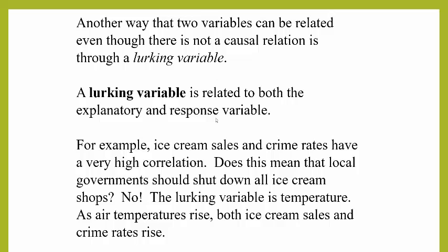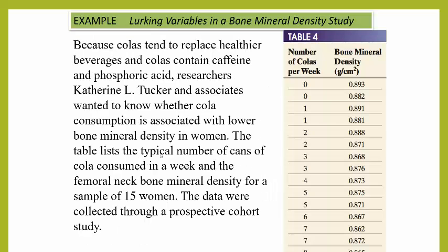So for example, ice cream sales and crime rates have a very high correlation. Does this mean that local government should shut down all ice cream shops? No. Here the lurking variable, the variable behind affecting both, is temperature. As air temperature rises, both ice cream sales and crime rates rise. So that lurking variable is actually what's causing the high correlation between ice cream sales and crime rates.